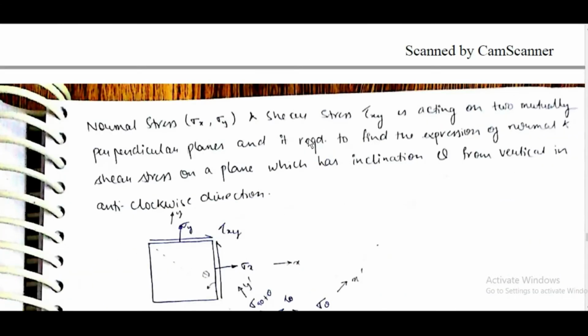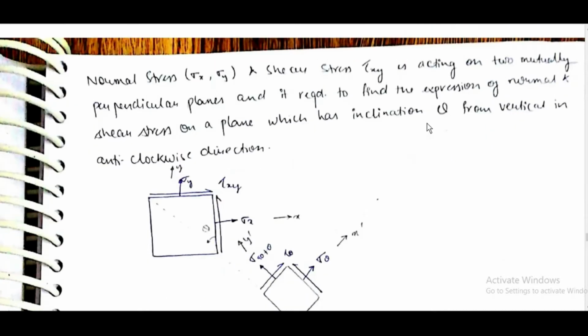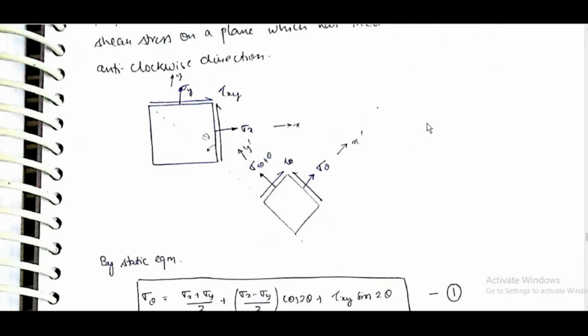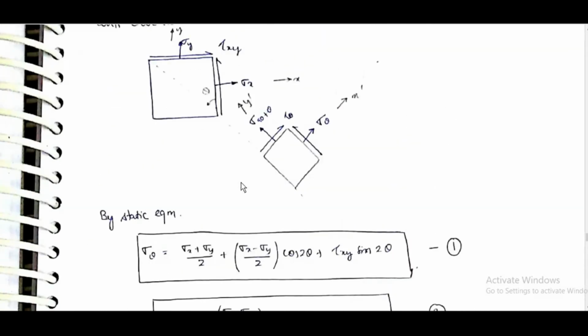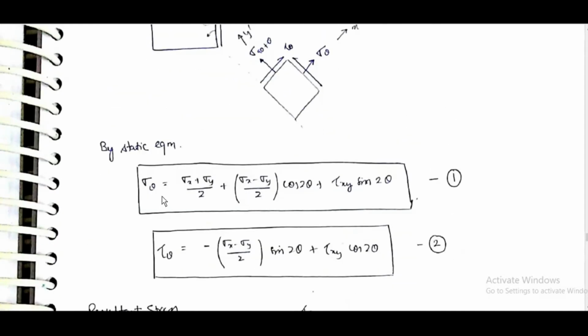Normal stresses sigma x, sigma y and shear stress tau xy are acting on two mutually perpendicular planes, and it is required to find the expression of normal and shear stress on a plane which has inclination theta from the vertical in the anti-clockwise direction. Theta is rotated anti-clockwise. By static equilibrium we'll get sigma theta is equal to sigma x plus sigma y by 2 plus sigma x minus sigma y by 2 cos 2 theta plus tau xy sin 2 theta.